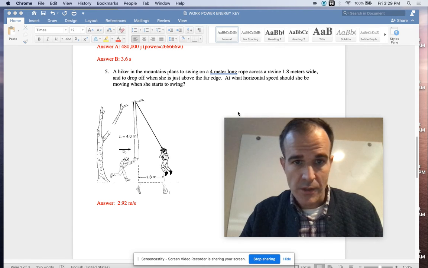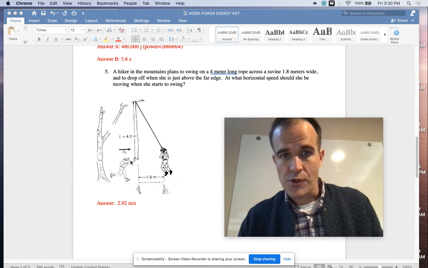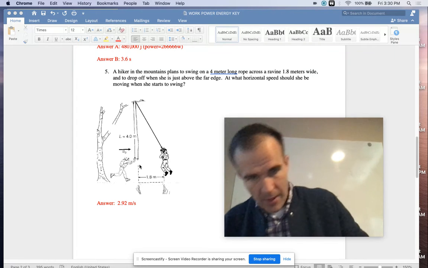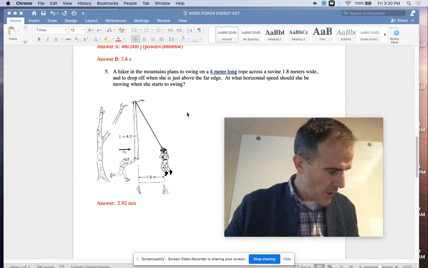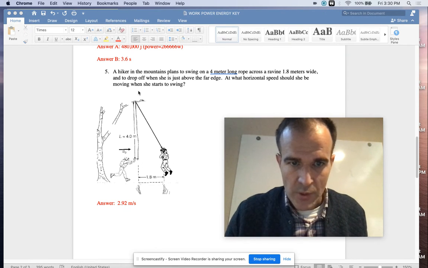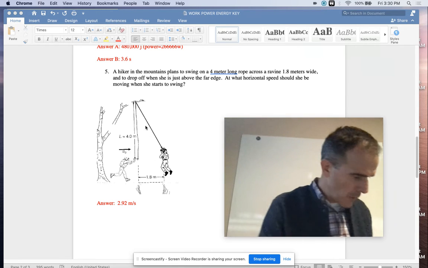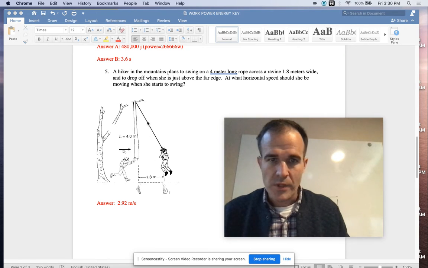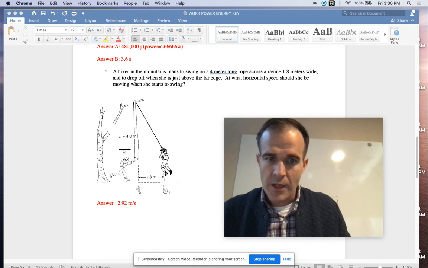Anyway, question is asking, though, what horizontal speed would you need here, part of your kinetic energy? What speed would you need to have the amount of energy stored there? So basically, you want to figure out what's the angle you're swinging to based on this 1.8, and knowing that the length of the rope is 4 meters, you can figure out the angle. I wrote it down somewhere, 26.7 degrees. So then at 26.7 degrees, what kind of height does that give you?